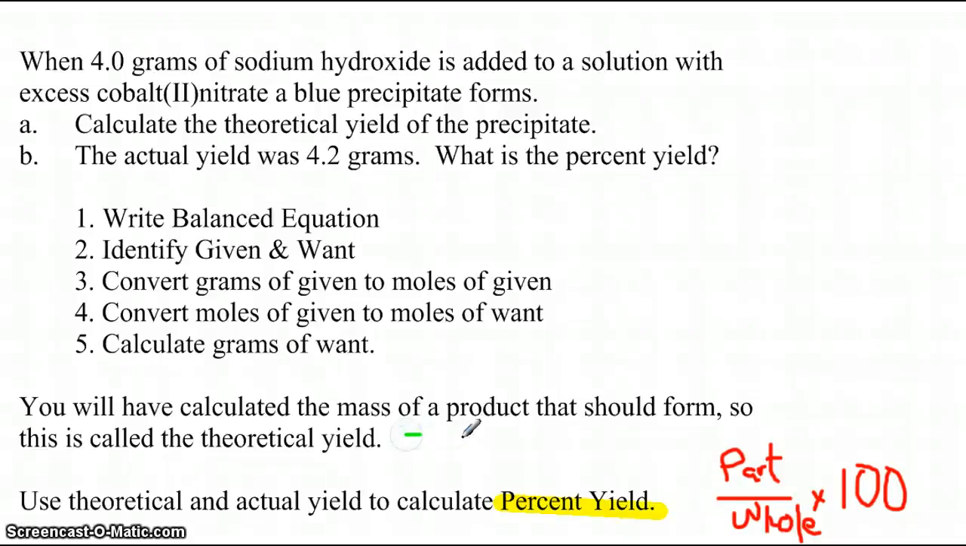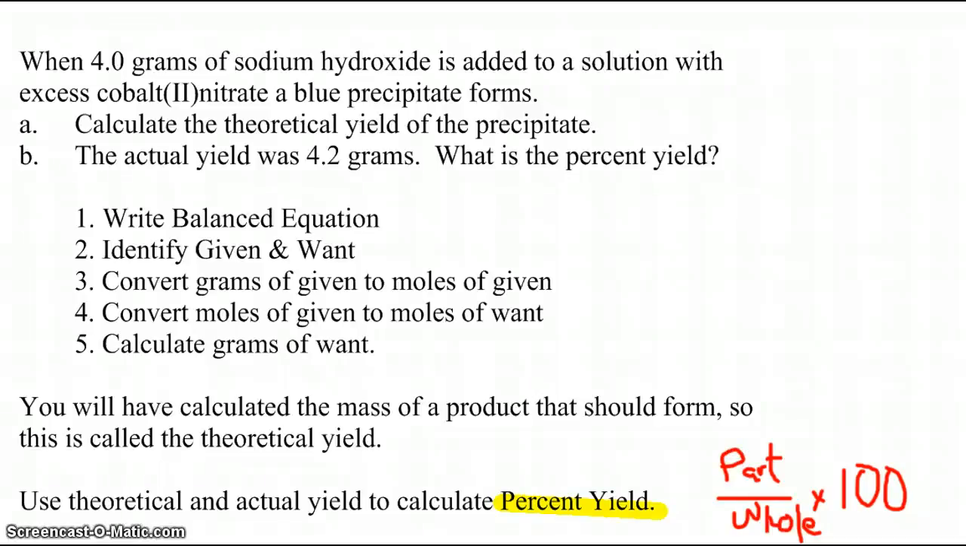The mass of the product formed is called the theoretical yield. In a perfect world, this is the mass of the product, assuming that everything goes perfectly in the experiment. Your task is to figure out the percent yield, remembering that percent is always the part over the whole times 100.